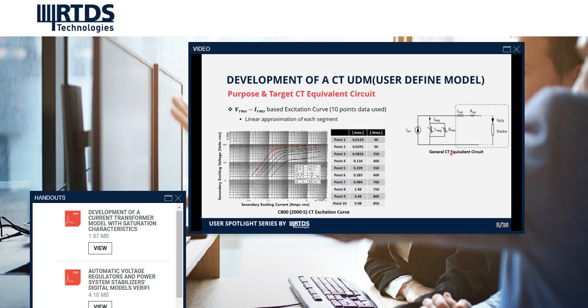Therefore, I would like to consider a simple circuit by ignoring core loss, secondary winding resistance, and leakage reactance, like this. Then the data from the 10 points obtained from the exciting curve is used only to reflect the magnetizing inductance branch's nonlinear properties. The reason for using 10 points of RMS voltage and RMS current is that the RTDS CT model also uses 10 points of data.